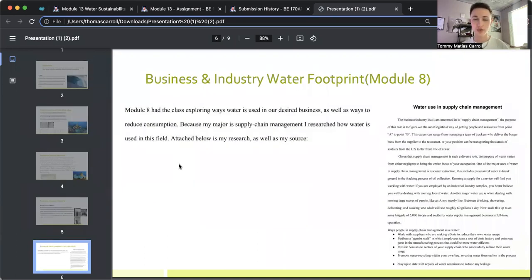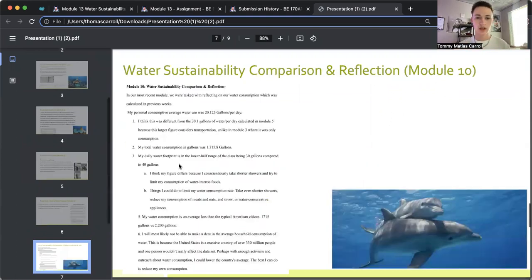Module 8 had us doing a business and industry water footprint. I am interested in a supply chain management role as of right now. So I kind of broke down how water plays into supply chain management. If you're going into the military and you'll be running a big supply chain, you obviously have to provide an incredible amount of water for just that many troops who need a shower, eat, and drink every day.